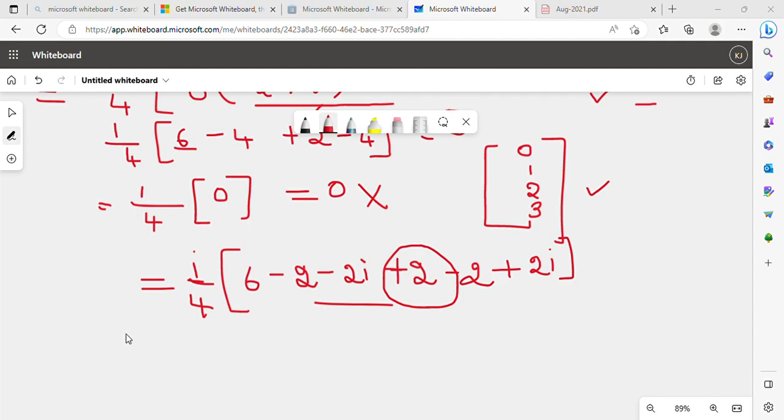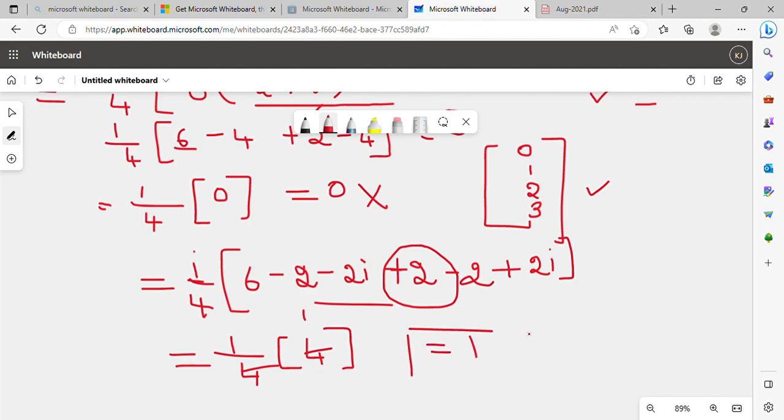Yes. So if you substitute, what is the resultant? You get it as 4. So you get 1 by 4 into 4. What is this? This is my 1. So now I got it as 1, right? Now I got it as 1. So this is my resultant. I got this as 1, right?